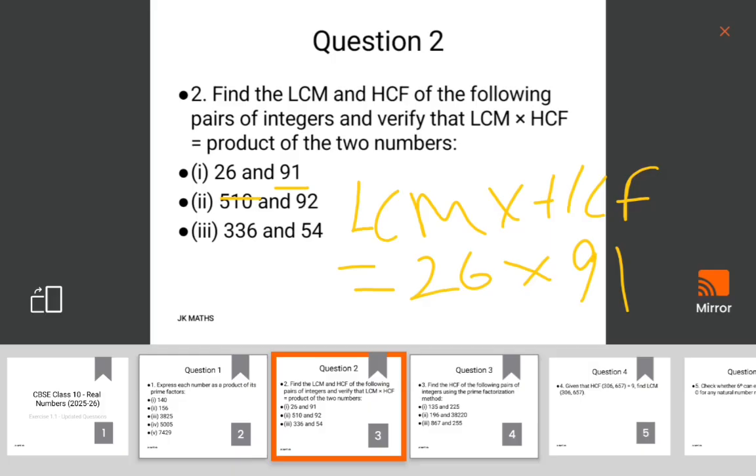So LCM is nothing but least common multiple and HCF is highest common factor. So I'll give you a simple trick which makes your calculation much easier. So this trick won't work every time. So this is a simple hack. I'll teach you how to do it. So let's see.